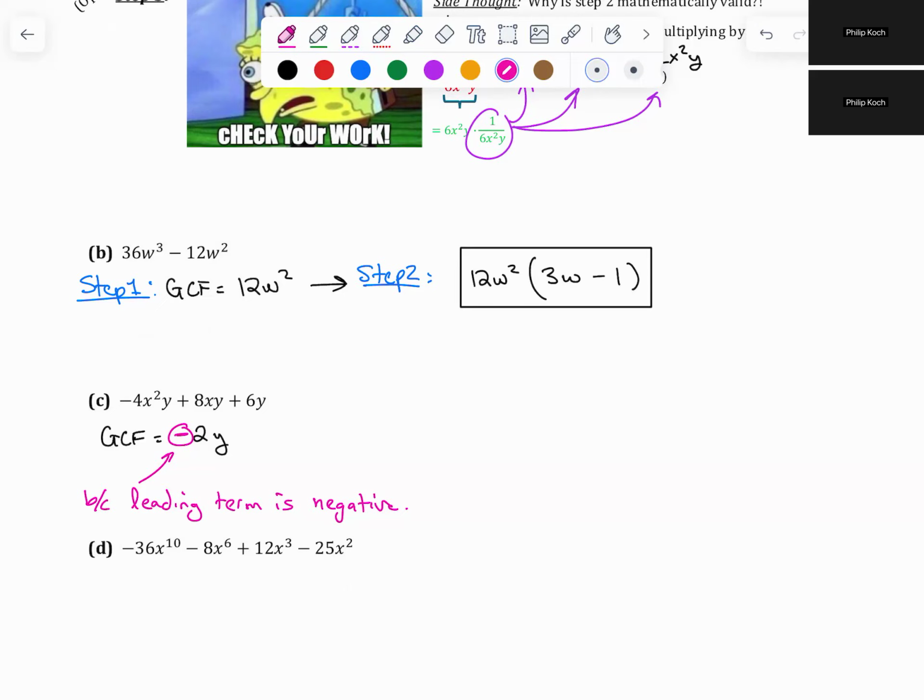So we're going to tack on a negative sign in front. So when we factor out the negative GCF, this will be -2y. Now, because we're factoring out a negative, everything on the inside will change its sign. The first term was negative, now it's going to be positive. The second term was positive, now it's going to be negative. The third term was positive, now it's going to be negative. So when I divide 4x squared y by 2y, the 2 and the 4 cancel out slightly and give me a 2. The y goes away, but the x squared sticks around.